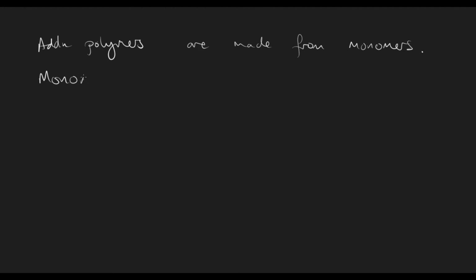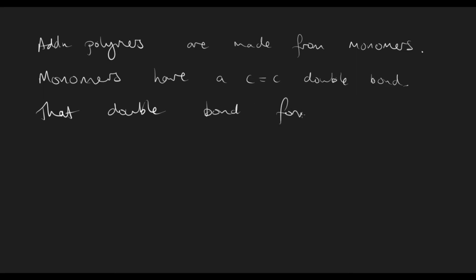So we make addition polymers. Addition polymers are made from monomers. Monomers for addition polymers in this case have a double bond, a carbon-carbon double bond. That double bond forms the polymer linkages, or chain. Polymer linkages.